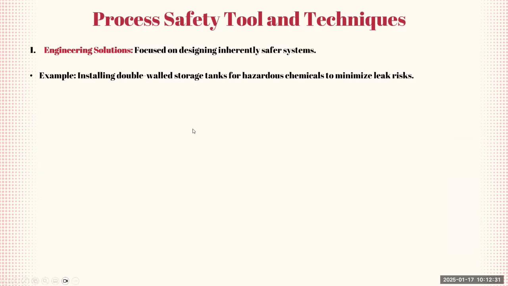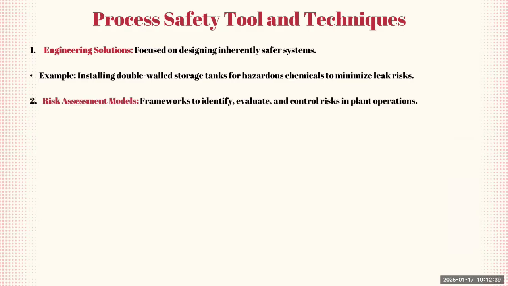So as we said, we have engineering solutions that we mentioned. We can add a double-walled storage tank, for example, to ensure that there are no leaks. We can also use risk assessment models. So these models will help us to identify, evaluate and control risk in plant operations. So, for example, we use risk matrices to prioritize the corrective action.